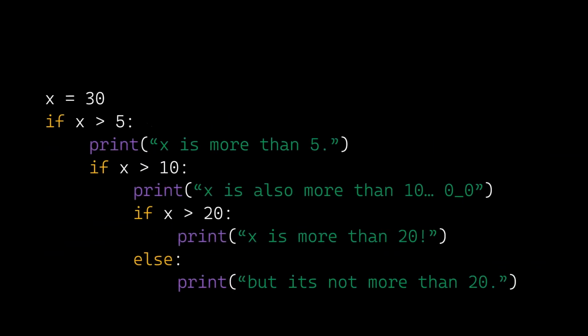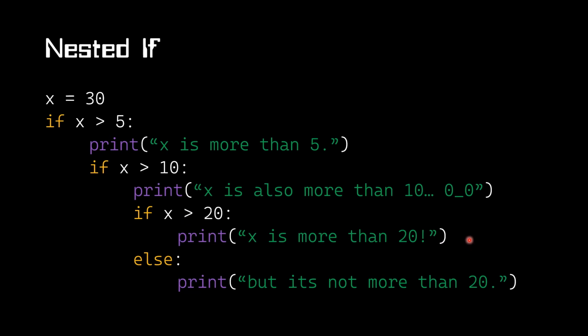In this example, you can see many if conditions, one inside the other. This case is called a nested if. In this example here, we have if x is greater than 5, which it is, so we'll output x is more than 5. Then we'll move to the next condition. If x is greater than 10, which it is, we'll output x is also more than 10. Then we'll move to the next condition. If x is greater than 20, which it is, we'll output x is more than 20.